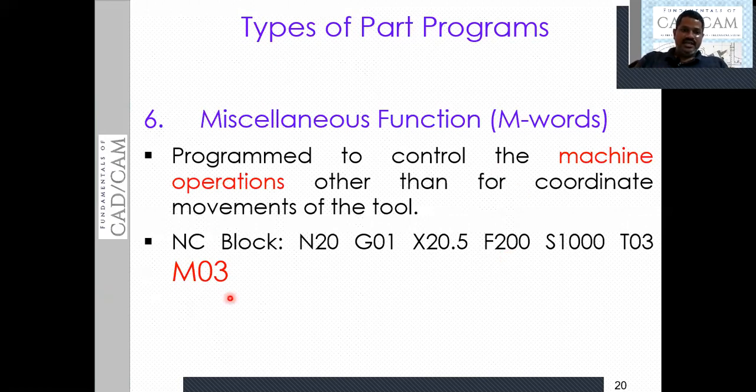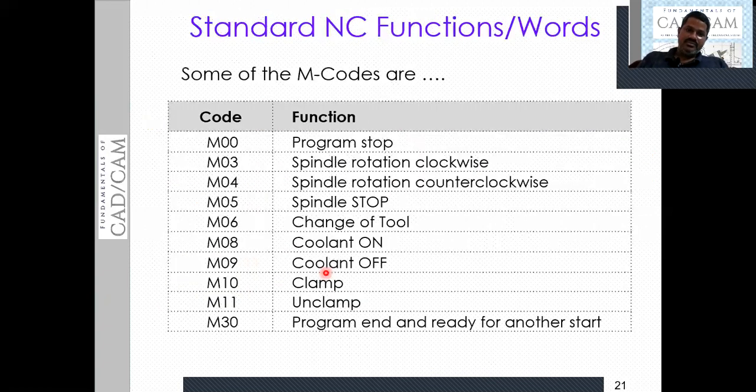So now you can see here M03. M03 indicates it is a miscellaneous function which is specific to control the machine operations, like to rotate the spindle in clockwise direction. So this signifies that the machine spindle is going to rotate in clockwise direction. That means this word is going to instruct the machine to rotate the spindle in clockwise direction. This is the meaning of the miscellaneous function. So there are different miscellaneous codes. Some of them are listed here.